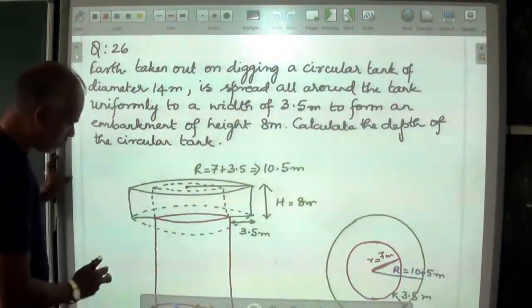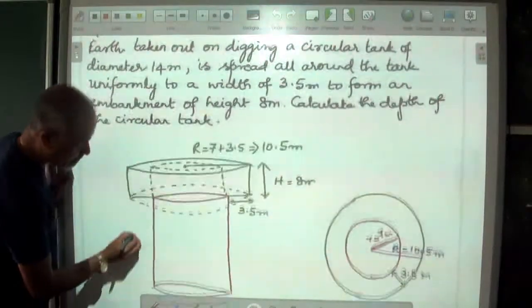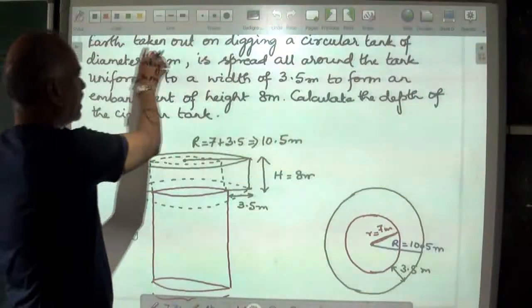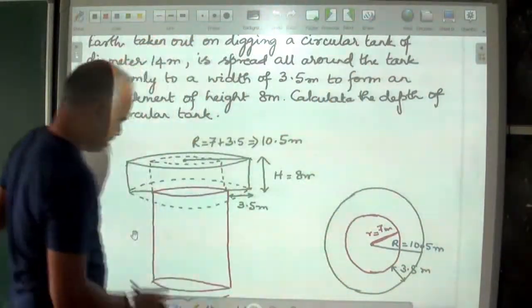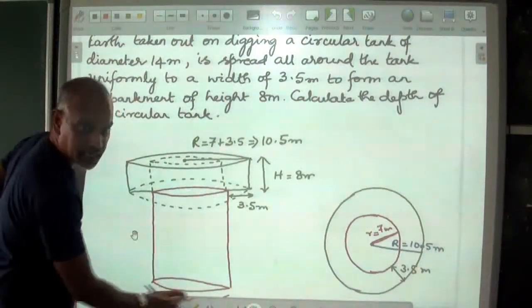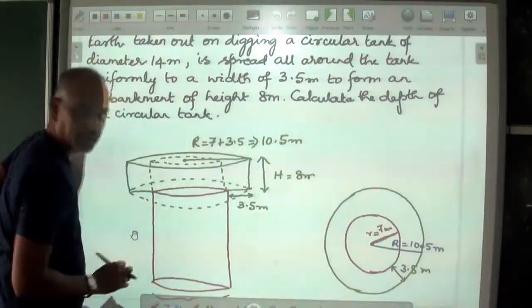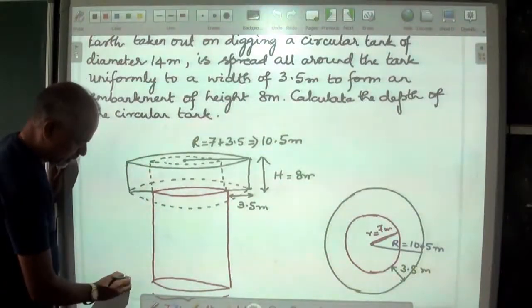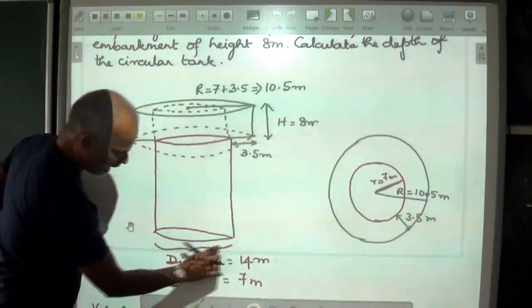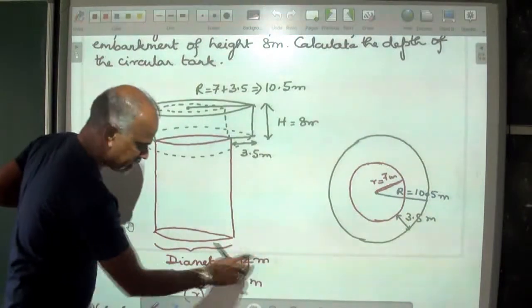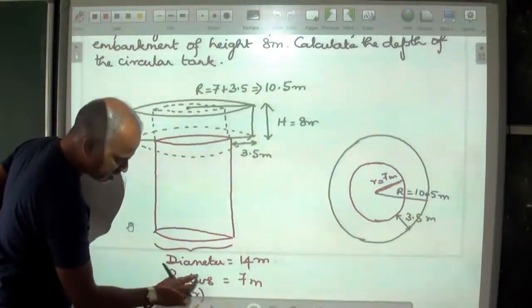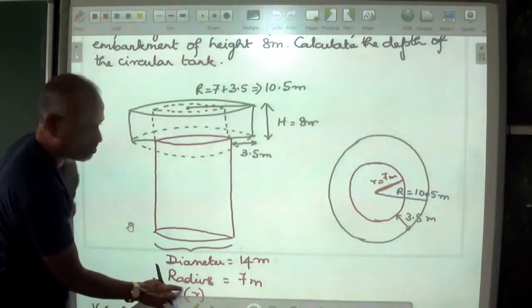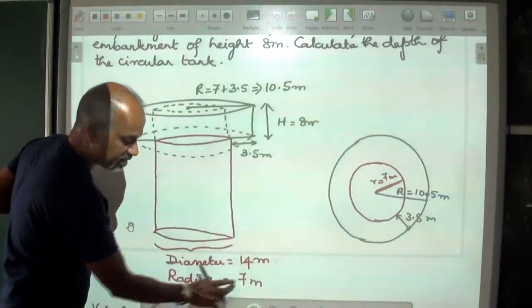Okay. I have drawn a figure. Look at the figure. It says earth taken out on digging a circular tank. This is the circular tank that you are going to dig, which is in the form of a cylinder. Diameter of this is 14 meter. I have written here diameter, this whole length is 14 meter. If diameter is 14, the radius will be half of this, that will be 7 meter. That's small r's value. Radius from here to here is 7 meter.